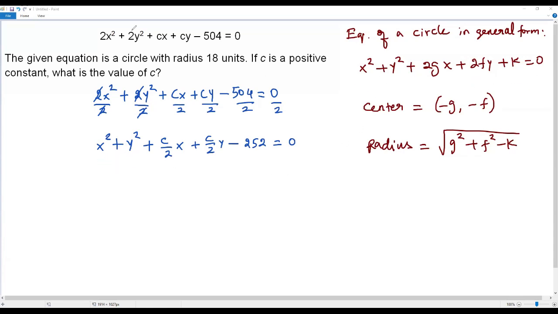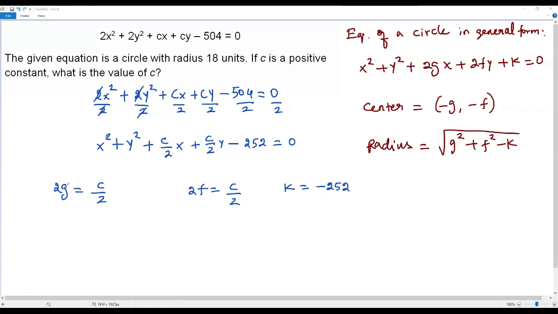Now our work is to get the values of g, f and k, because to get the radius we need g, f and k. I consider the radius because we have the radius in the given question, that is 18 units. To get the value of 2g, you just have to compare the coefficients of x. In the general form, the coefficient of x is 2g. Here the coefficient of x is c/2. Then we get 2g = c/2. And the coefficient of y is 2f, here it is c/2, so 2f = c/2. The constant here is k, and the constant here is −5/8.